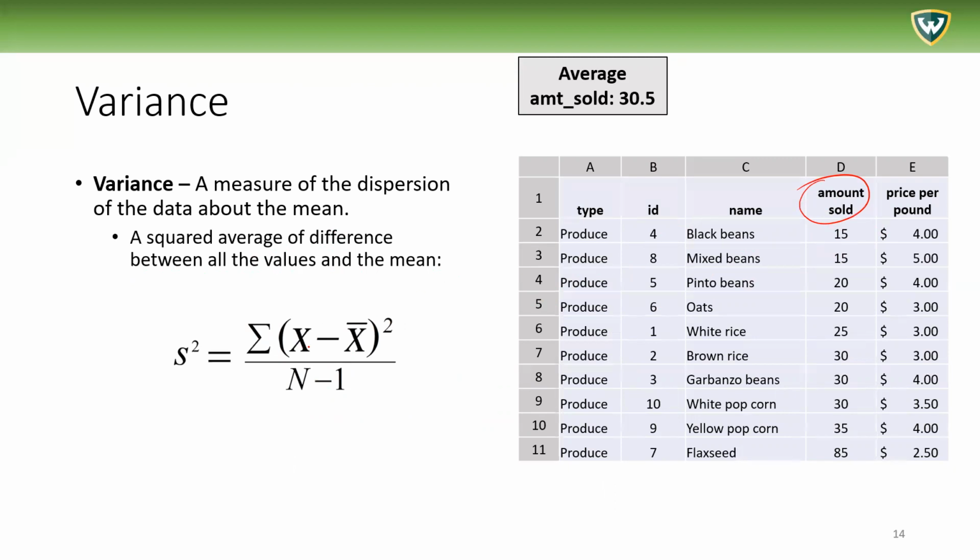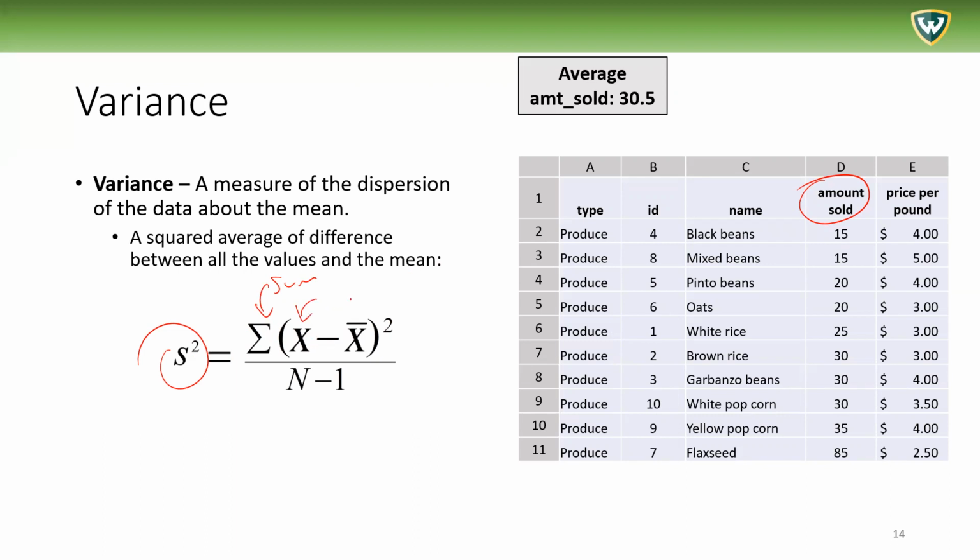The variance is going to be the sum. So this is the sum. This is the variance here. It's a squared number like this, but you'll see why later. The variance is the sum of the difference of all the values.